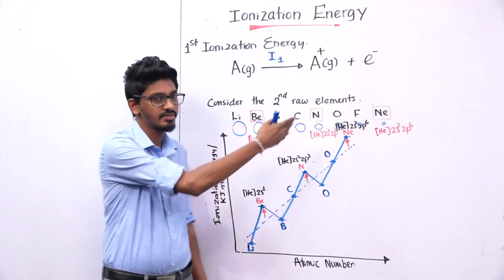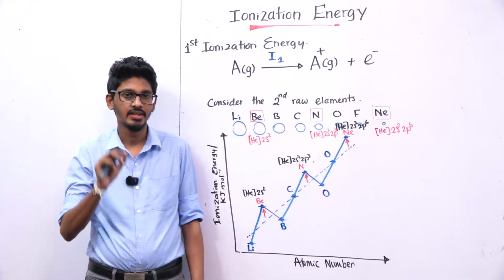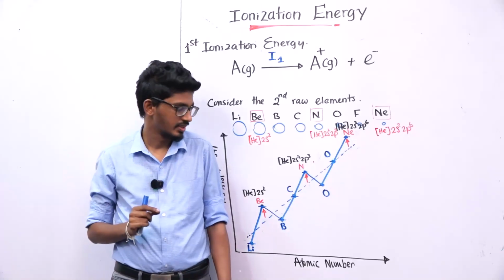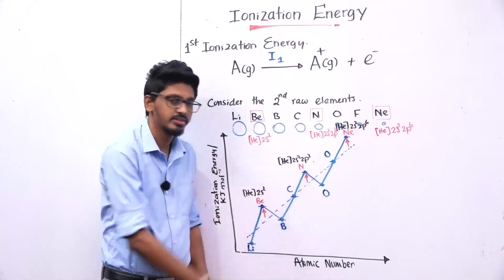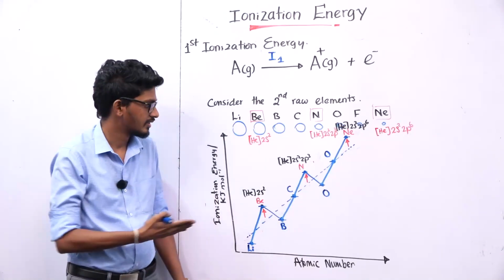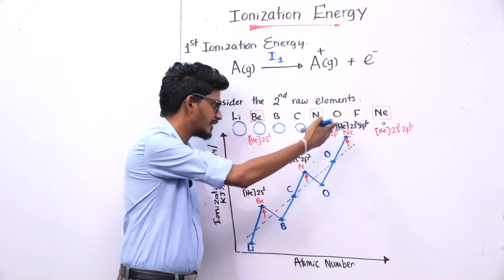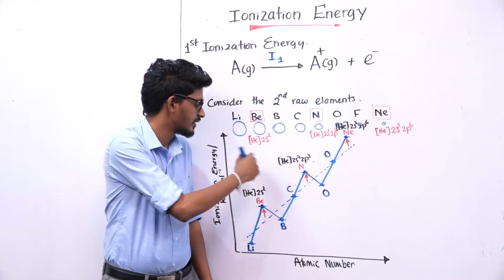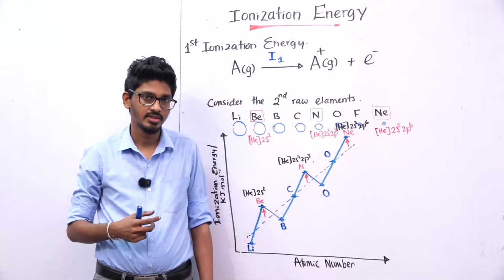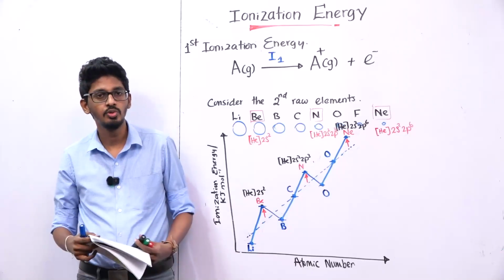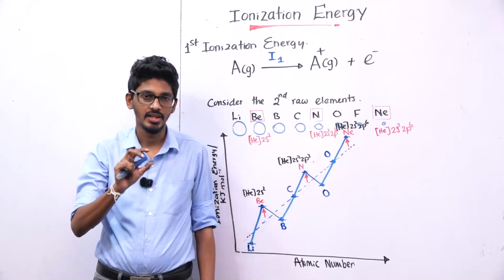One is the atomic radius. The other reason is the existence of stable configurations. The zigzag is mainly due to the existence of stable configurations. The atomic radius suggests that ionization should increase gradually, and combining that with the existence of stable configurations, it is going to be a zigzag trend.